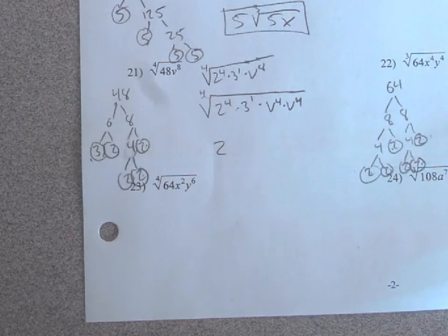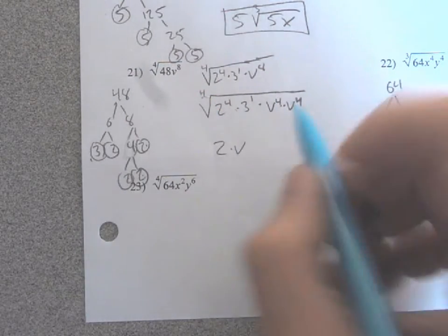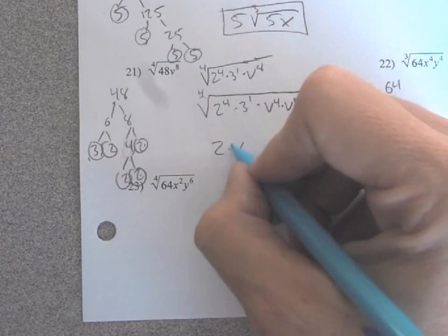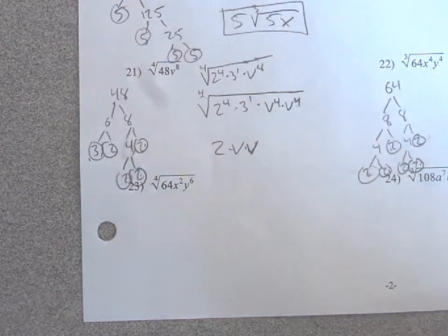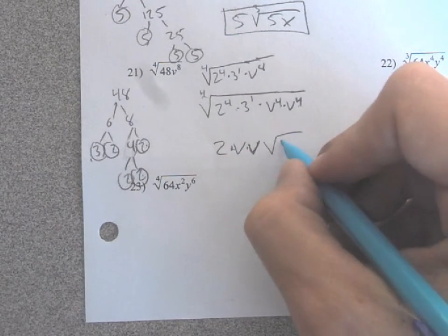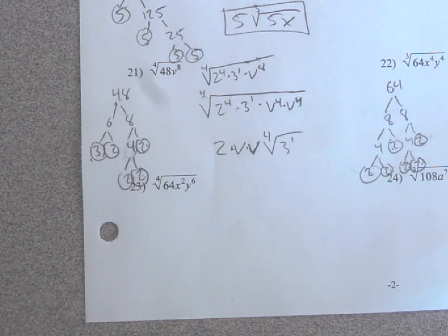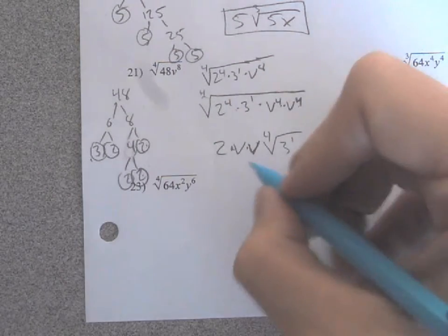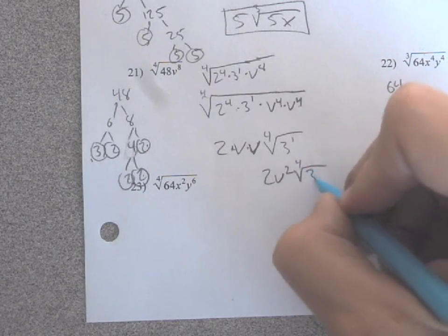We get just a regular 2 on the outside. This 4 and this 4 undo each other, which gives us a v on the outside. Now remember, we're multiplying. That's really what's happening here. So 2 times v times v. And then what's left over is the 3 to the 1, and it's a 4th root of 3 to the 1, and we can't do anything. So we have 2 times v, or 2v squared, times the 4th root of 3.